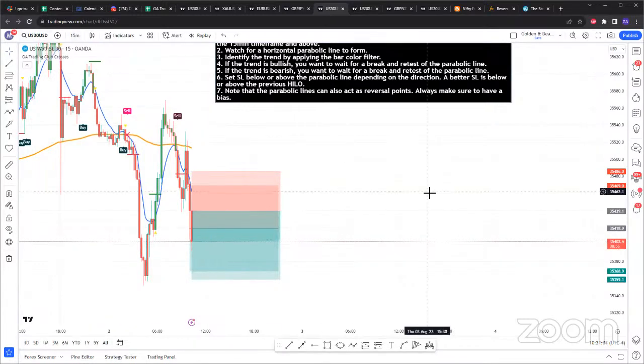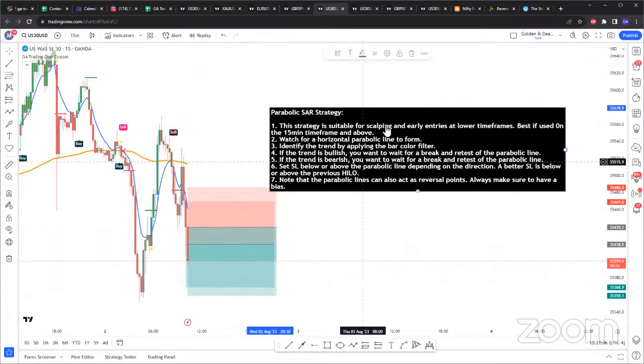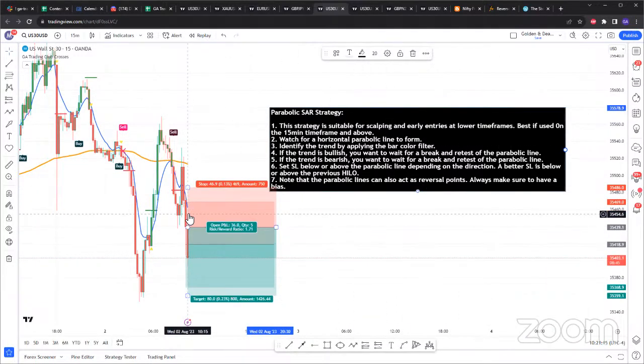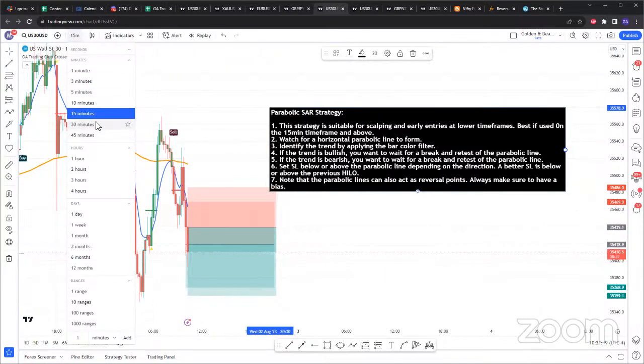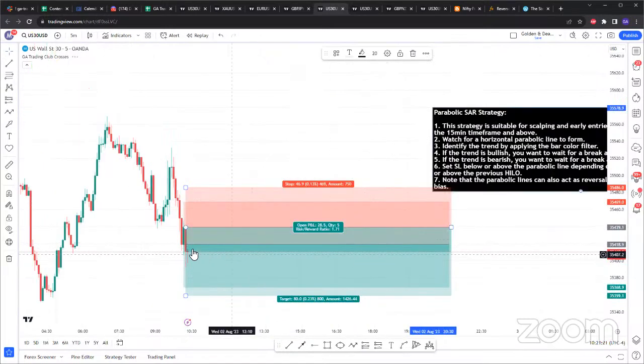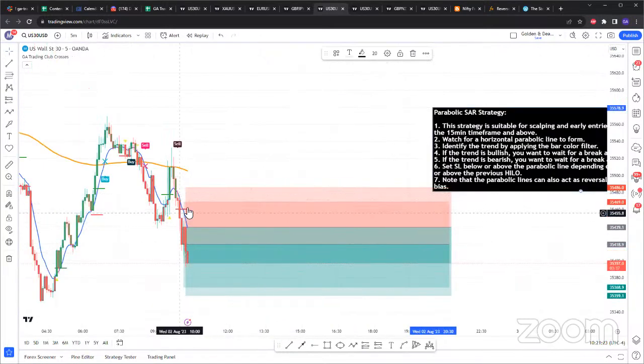So I went to the 5-minute and here I'm addressing this part, right? This strategy is suitable for scalping, which is what we're doing right now, and early entries. Since I knew the probability of the 15-minute closing below here was high, I moved to the 5-minute and I'm looking for the same thing. I'm looking for a parable. So we got this parable right here.